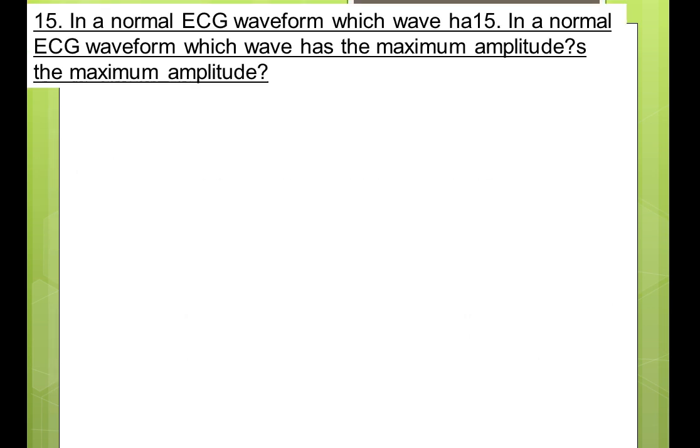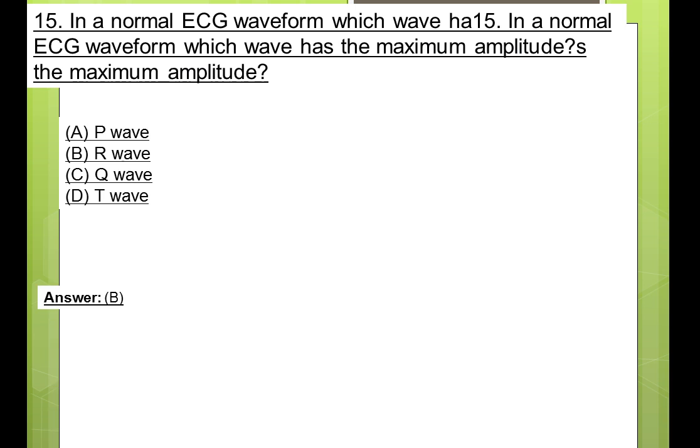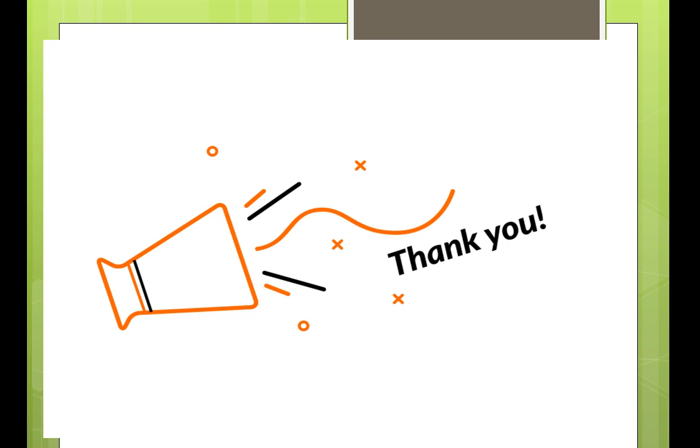So the next question: in a normal ECG waveform, which wave has the maximum amplitude? The options are P wave, R wave, Q wave and T wave. So the answer is R wave. The R wave has the maximum amplitude.